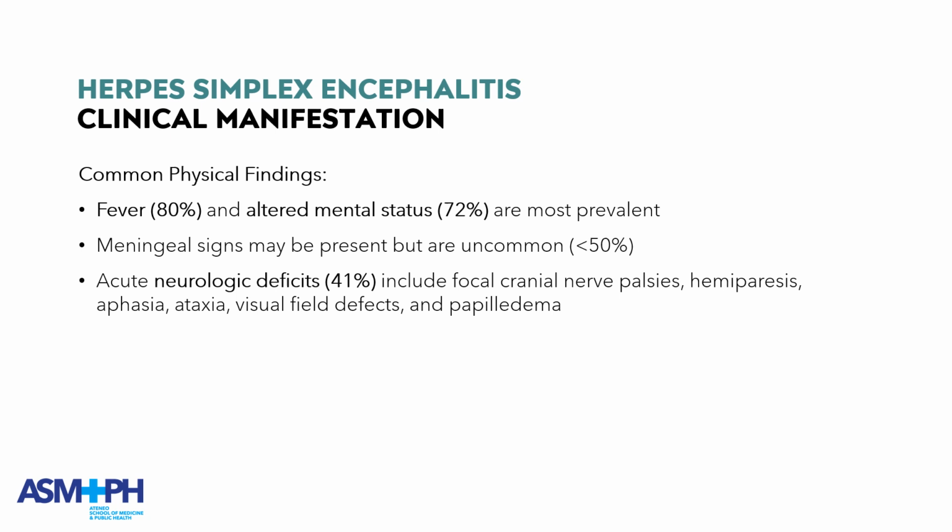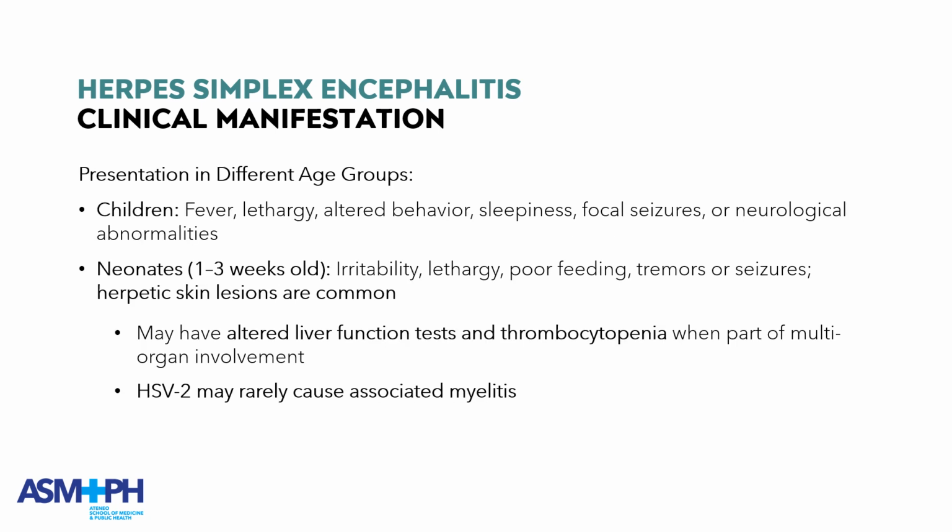Acute neurologic deficits include focal cranial nerve palsies, hemiparesis, aphasia, ataxia, visual field defects, and papilledema. Children may present with fever, lethargy, altered behavior, sleepiness, focal seizures, or neurological abnormalities. Neonates 1 to 3 weeks old may be irritable, lethargic, with poor feeding, tremors, or seizures, and herpetic skin lesions are also common. They may have altered liver function tests or thrombocytopenia when part of multi-organ involvement. HSV2 may rarely cause associated myelitis.